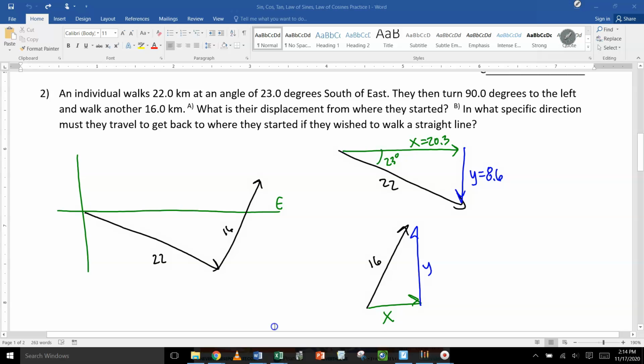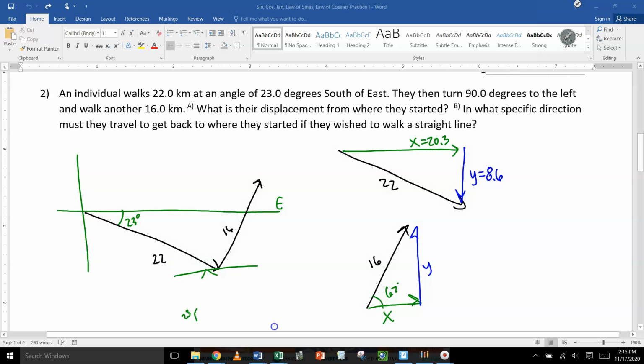Now, back to this angle right here. This angle is kind of tricky. This angle represents this angle right here. So from a little geometry, if this is 23, so is this. If that's 23, this is a 90 degrees, so they have to all add up to 180, so I know that this has to be 67 degrees. So this angle right here, 67 degrees.